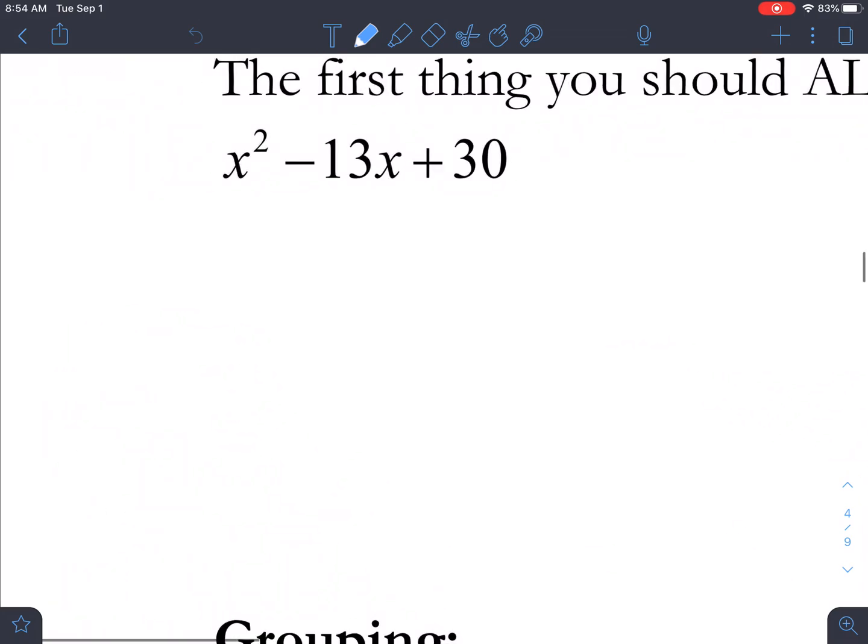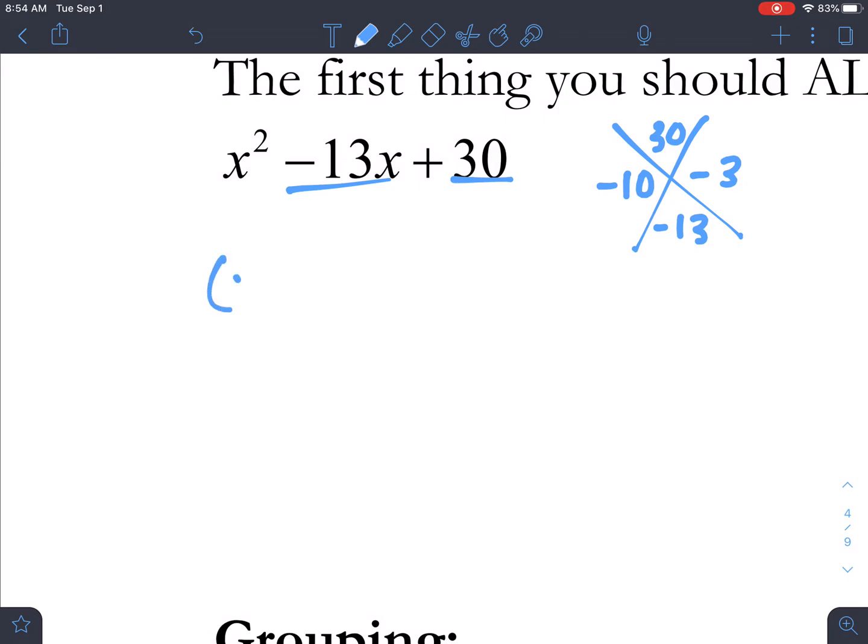This one does not have a greatest common factor, but just to remind you of that generic trinomial where a is equal to 1, there's a couple ways you can set this up. Some people draw a diamond: what multiplies to 30 and adds to negative 13? You definitely don't need to draw this diamond, just as a heads up, that is something people do. And that would have to be negative 10 and negative 3. Okay, so then we put those in parentheses, x minus 10, x minus 3. Hopefully that one is familiar to you. Remember, you could FOIL to check it.